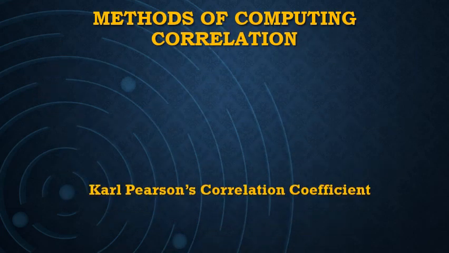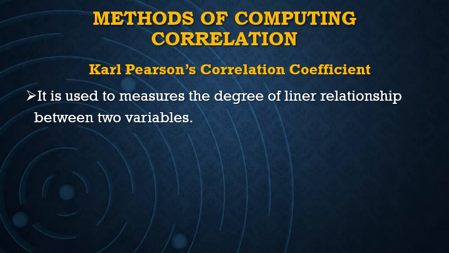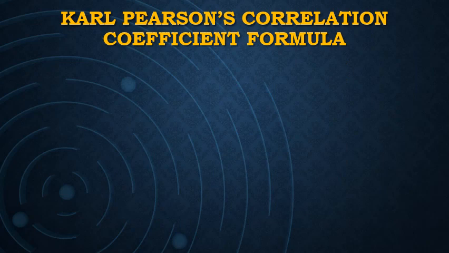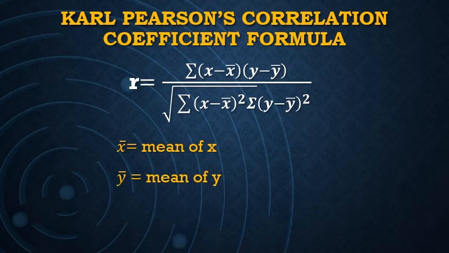Now, method of computing correlation, that is the Karl Pearson correlation coefficient. It is used to measure the degree of linear relationship between two variables. It is also called Pearson's product moment correlation coefficient in honor of Karl Pearson, who is said to be the originator of this method. It is denoted by R. So the Karl Pearson correlation coefficient formula is R equal to summation of (x minus x bar) into (y minus y bar), divided by the whole under root of summation of (x minus x bar) square into summation of (y minus y bar) square. Here x bar is equal to mean of x, y bar is equal to mean of y.